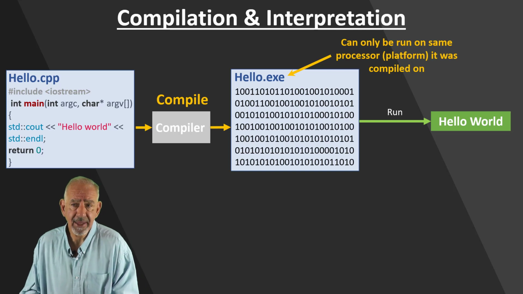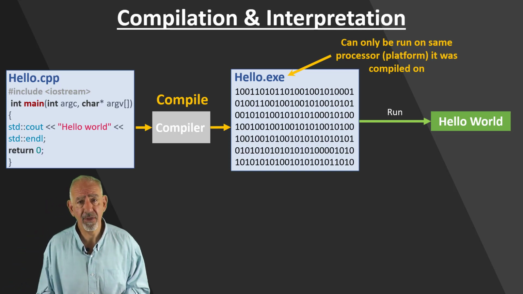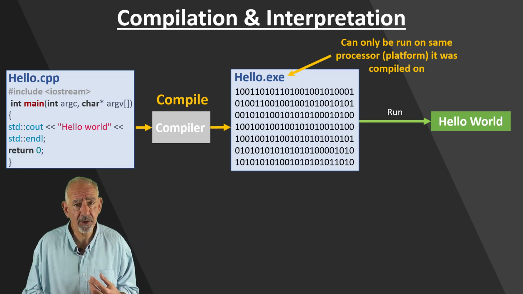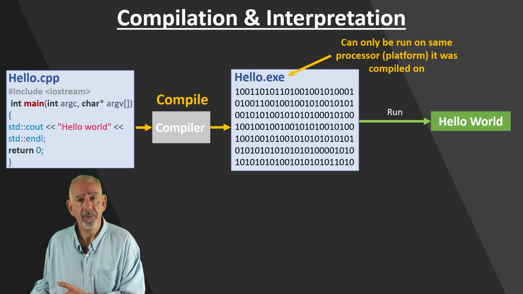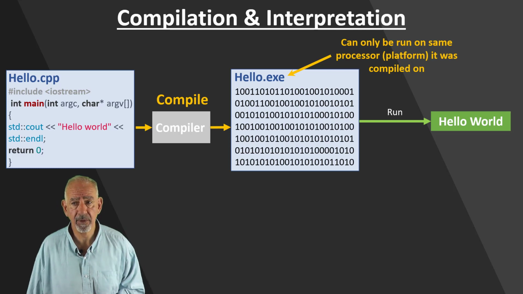So we can't take that compiled code and take it to another platform and try and run it on there. We would have to take that original code that we wrote and recompile it on a different platform, in order to create the executable code that will run on that platform. So that's how C++ works.